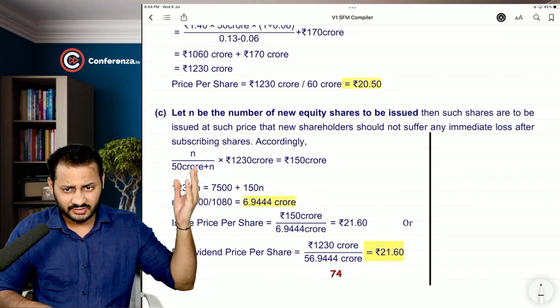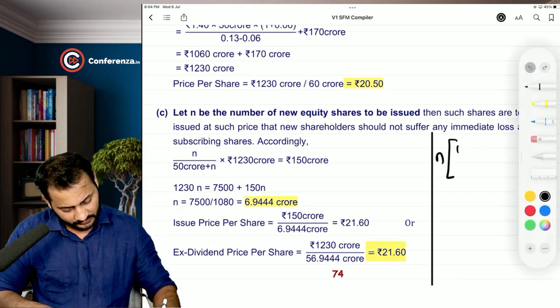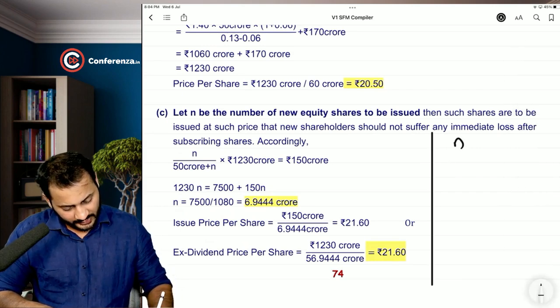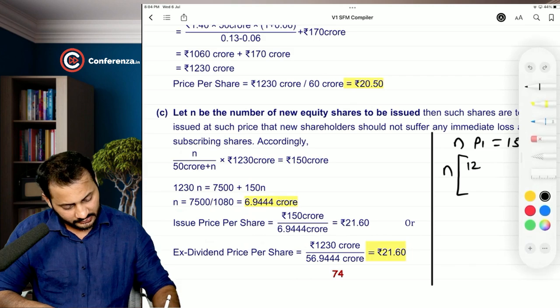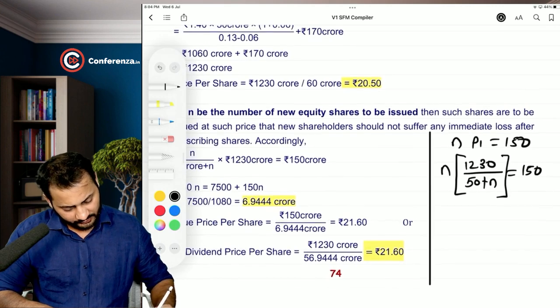This is it. This was the one I was talking about. Yeah, I just wrote it like this. N in bracket, first of all I will write down N into P1 should be equal to 150. Then N in bracket, P1 is calculated as 1230 divided by 50 plus N is equal to 150. Then we will solve this.